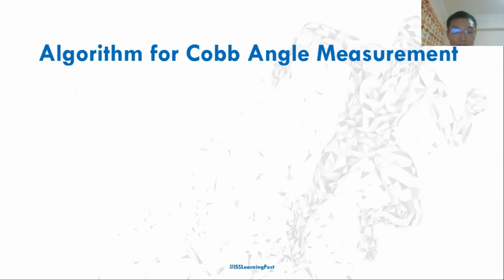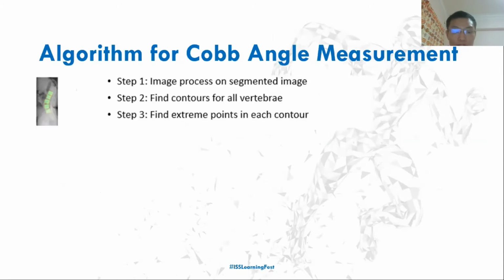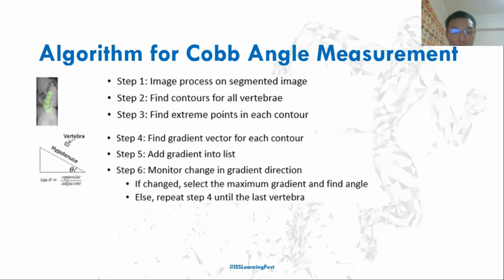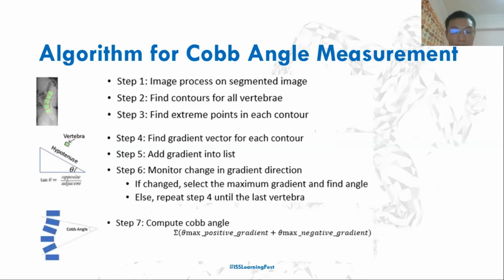The second part of this solution is the derivation of an algorithm for Cobb angle measurement. The first part involves finding the contours for all vertebrae, as well as the extreme points in each contour. The second part touches on calculating the gradient angle of a vertebra. And last, the Cobb angle is computed by summing the most tilted vertebra in both positive and negative gradient.